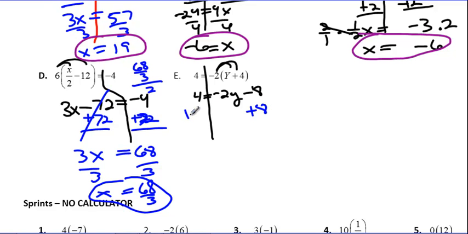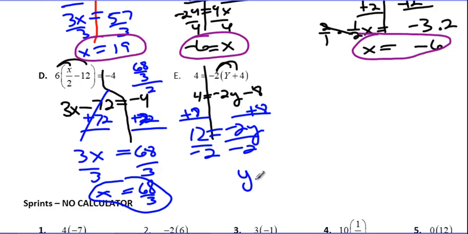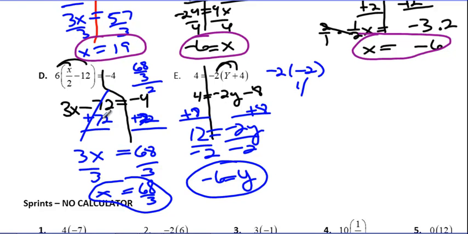Last one. Add the 8 to both sides and divide by the negative 2. So we end up with y equals negative 6. Again, I'm going to plug that in real quick. Negative 6 plus 4 is negative 2. Negative 2 times negative 2 is positive 4. It checks. I'm right. We are done.